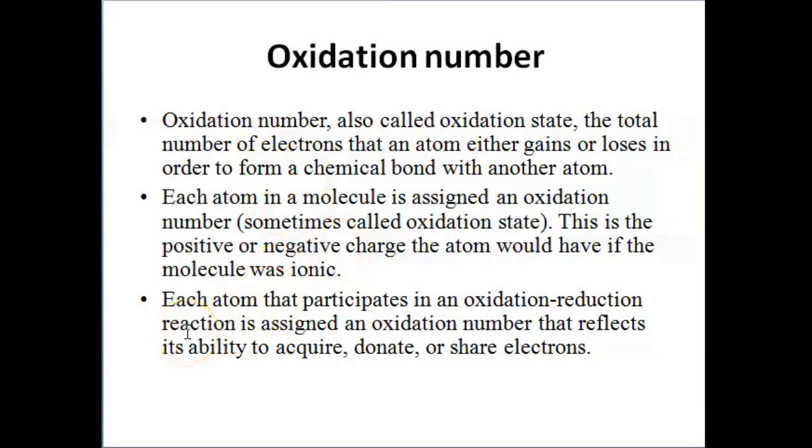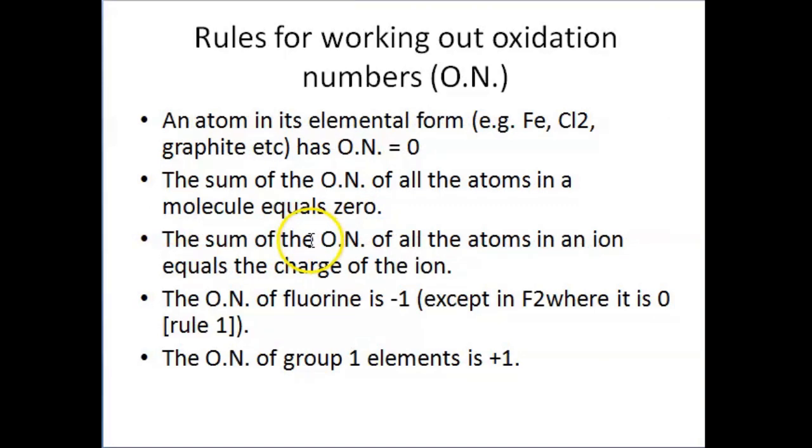So, we could say each atom that is going to take part in an oxidation and reduction reaction will be assigned an oxidation number, and that will actually reflect the ability to acquire, donate or share electrons. In order to calculate the oxidation number, there are certain rules for calculation. Before we calculate the oxidation number, we have to understand the rules to be followed.